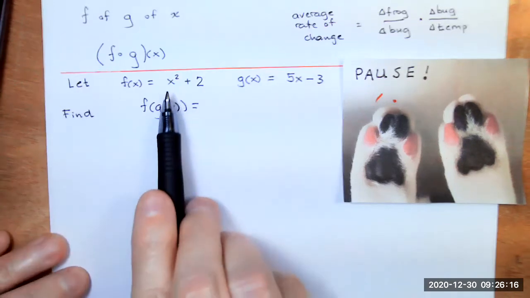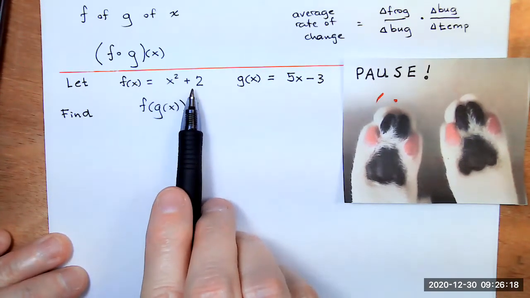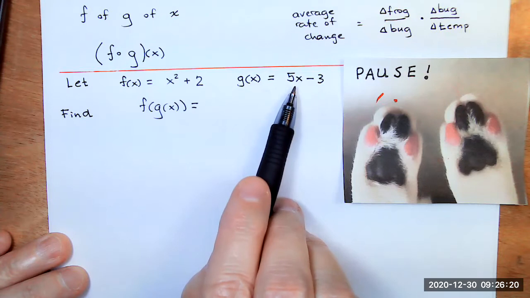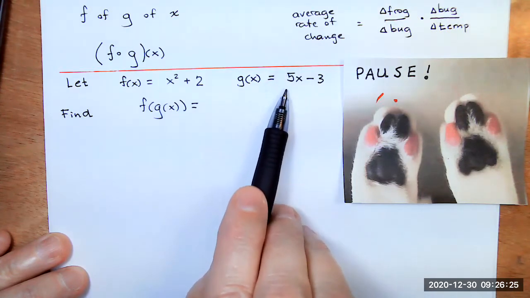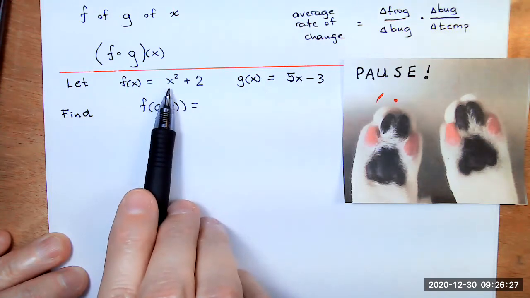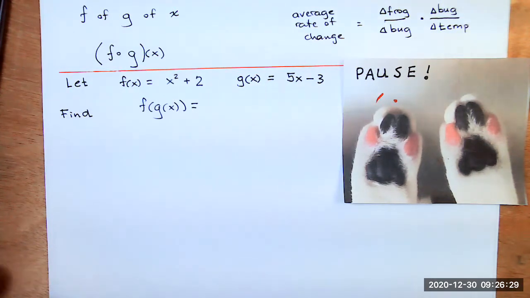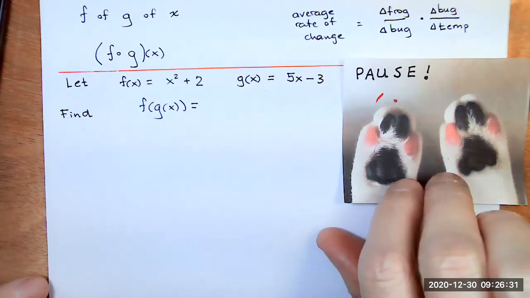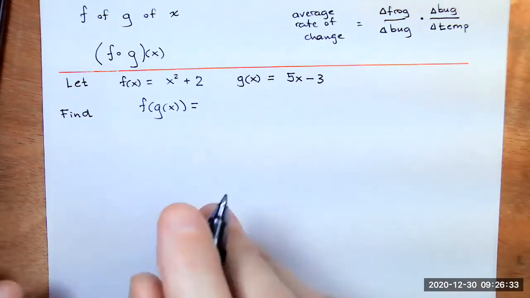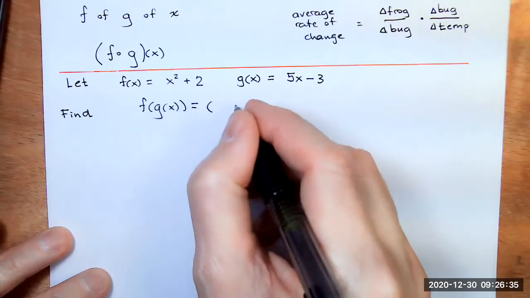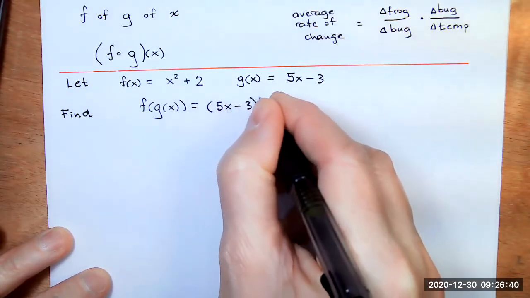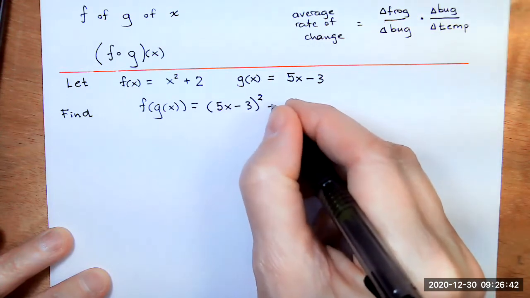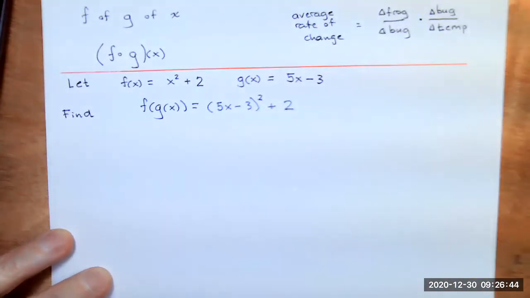All right, suppose f of x is x squared plus 2 and g of x is 5x minus 3. So you're just going to put 5x minus 3 wherever you see the x. If you want to try that on your own, I would hit pause. So we're just going to get 5x minus 3 squared plus 2.